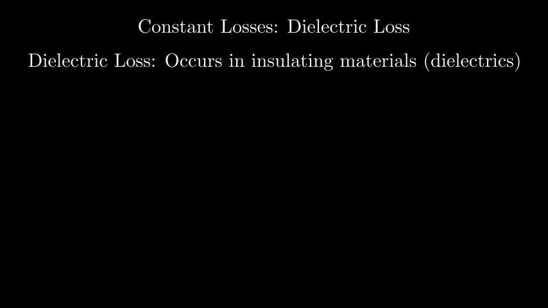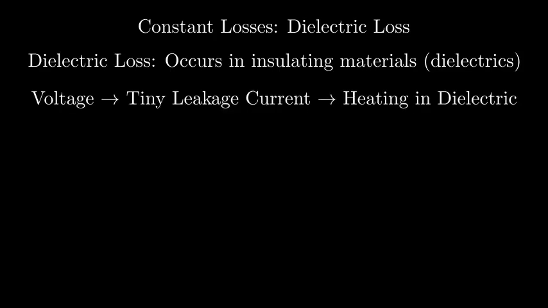Ideally, dielectrics would be perfect insulators with infinite resistance. In reality, they have a very, very high but finite resistance. When an alternating voltage is applied, a tiny leakage current can flow through the dielectric. This tiny current causes a minute amount of I²R heating in the insulation itself.